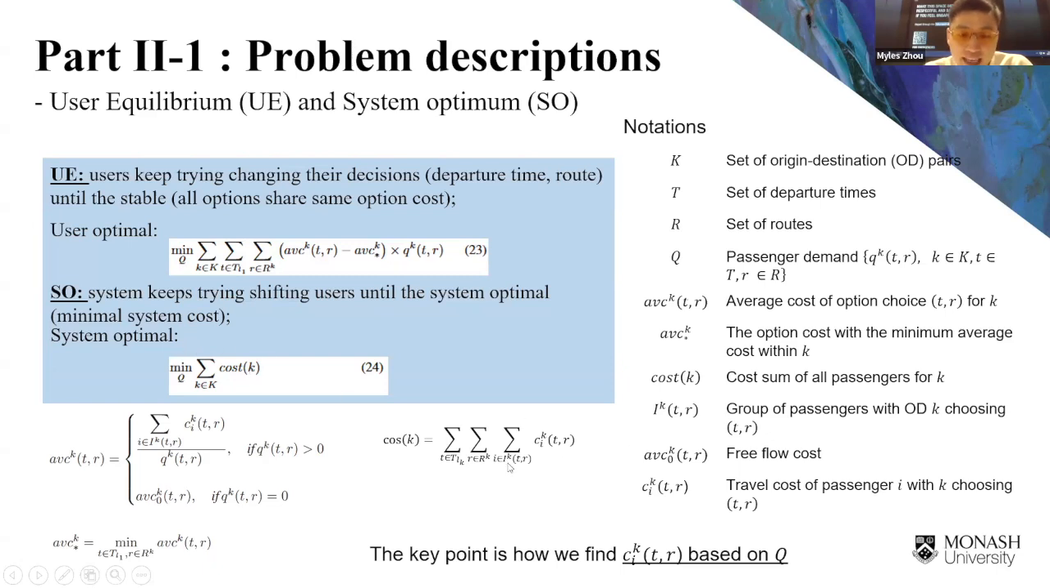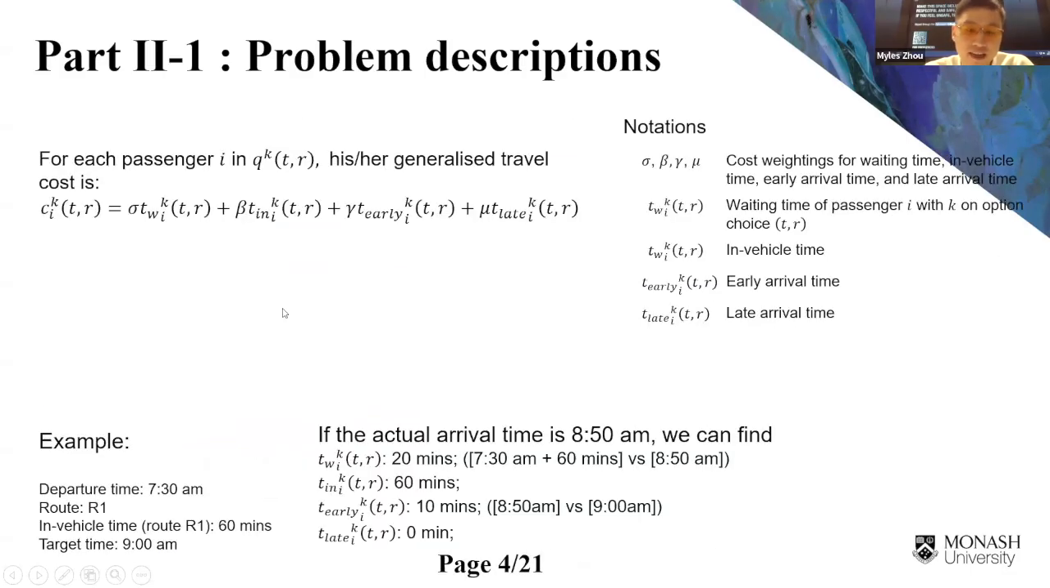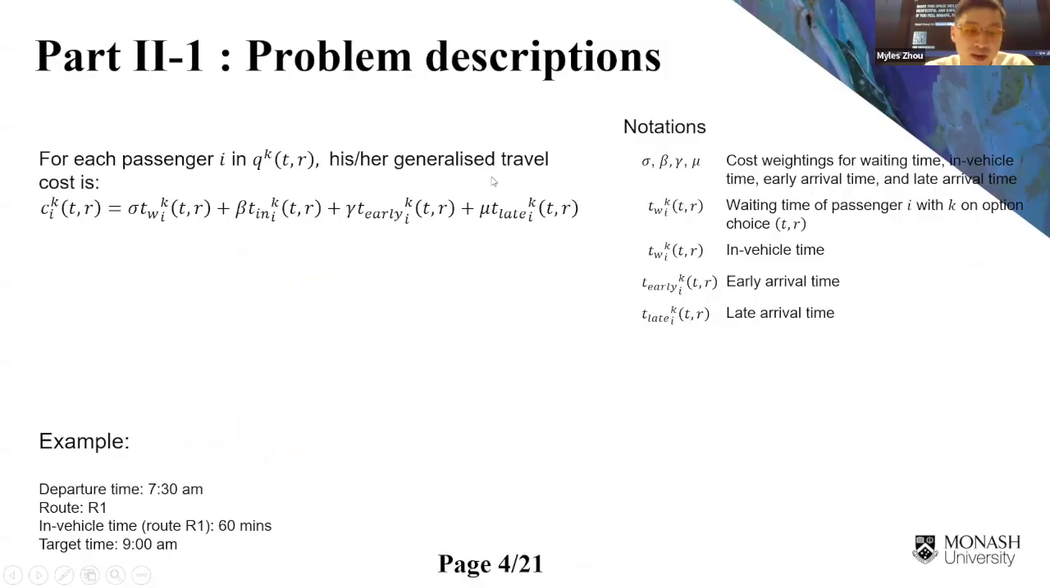This upper letter IKTR is the passenger group choosing T and R. And we can find that for both user equilibrium modeling and system optimal modeling, one key variable here is CKITR. We need at least CKITR to model both the user equilibrium and the system optimal problems. So the point here is, if we get the information of the demand decisions, how can we find the CKITR? We need to further understand how we evaluate the travel cost.